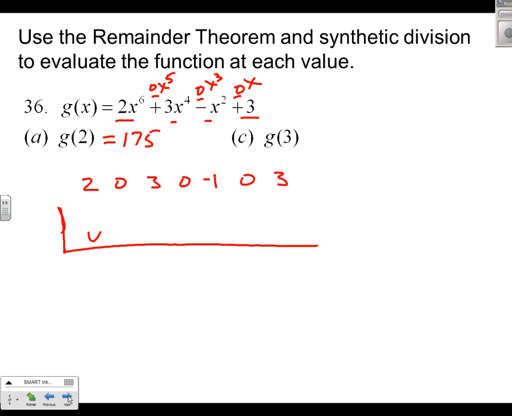And now let's run 3 through this guy. So I run 3 through, I still bring the 2 down. 2 times 3, 6. 0 and 6, 6. Times 3, 18. 3 and 18, 21. Times 3, 63. And 0, 63. Times 3, that's 189. And -1, 188.